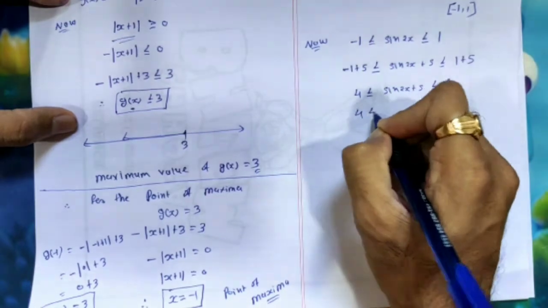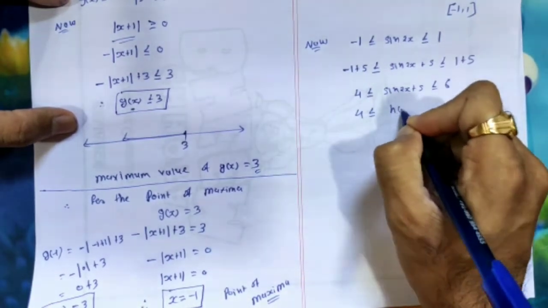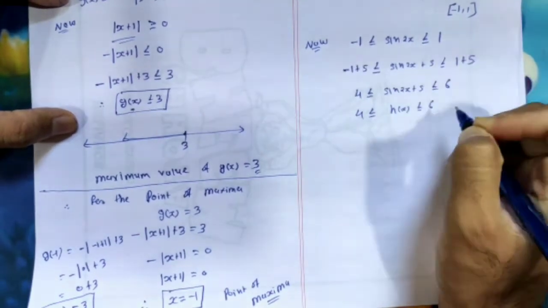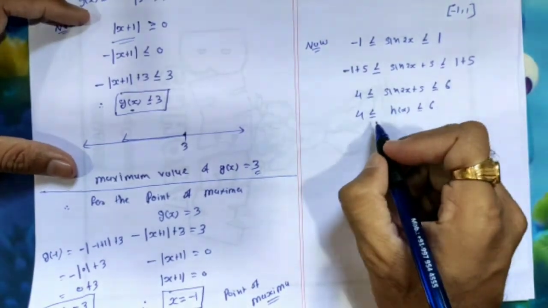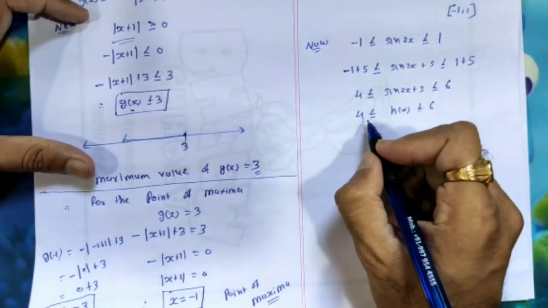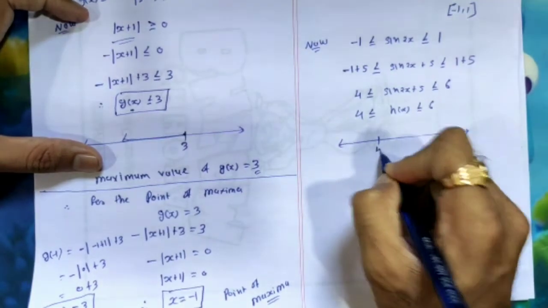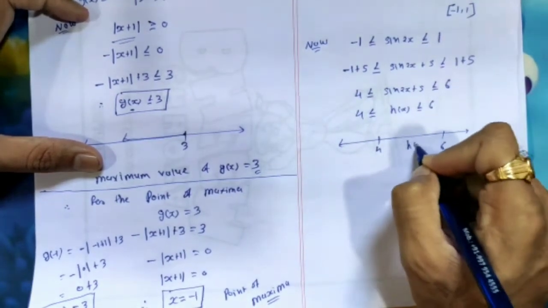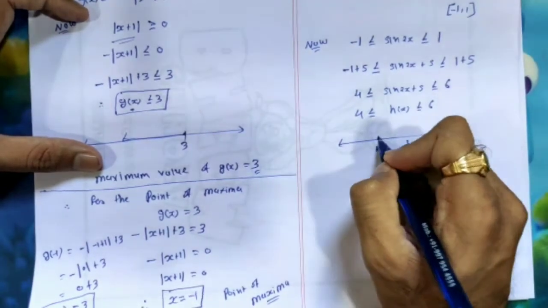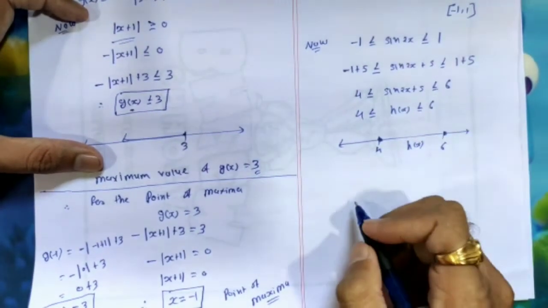So 4 less than or equal to h of x less than or equal to 6. So the value of the function lies between 4 and 6, a closed interval. Here is 4, here is 6, and here is our function h of x. It is a closed interval, that means 4 is included and 6 is also included.